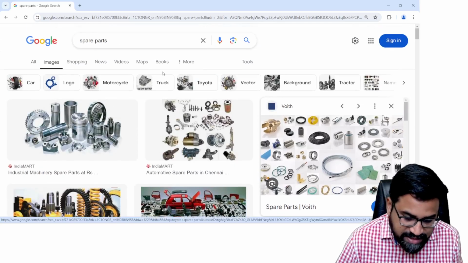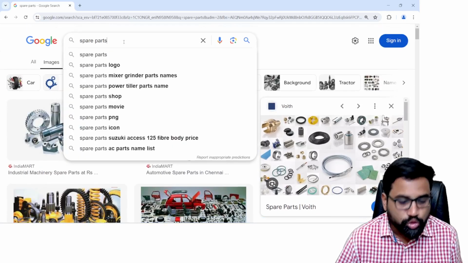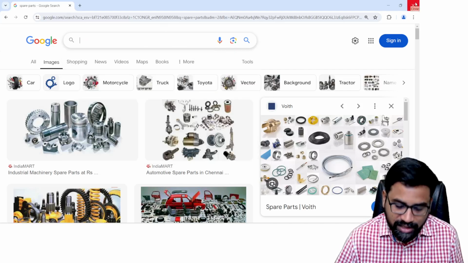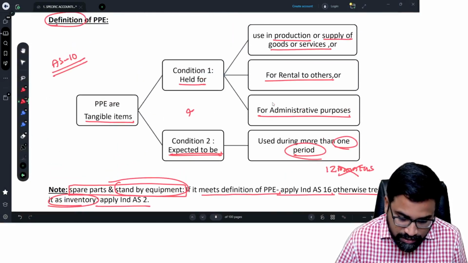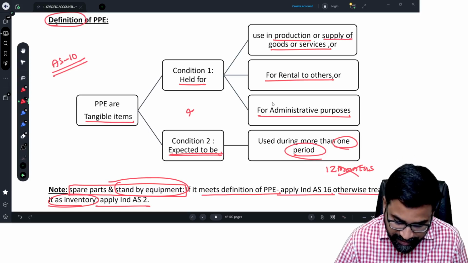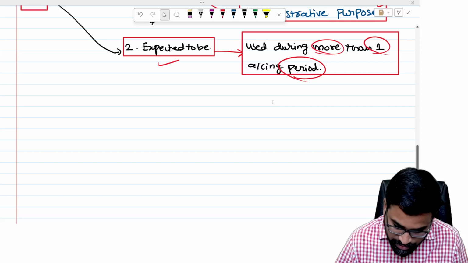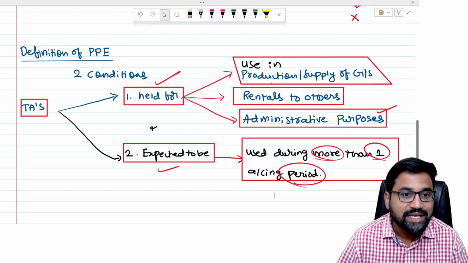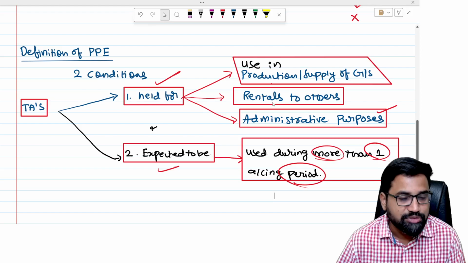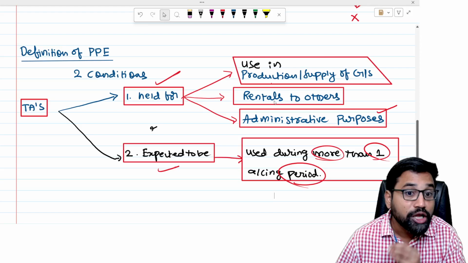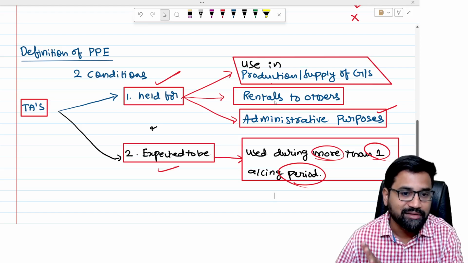Of course, in examination, if they ask, you have to write two possibilities. Similarly, standby equipment also. Okay. So that means we have completed the definition of PPE. What is PPE? PPE are tangible items which are held for use in production or supply of goods or services, rental to others, or for administrative purposes, and which are expected to be used during more than one period.